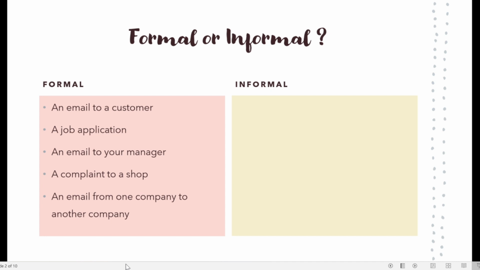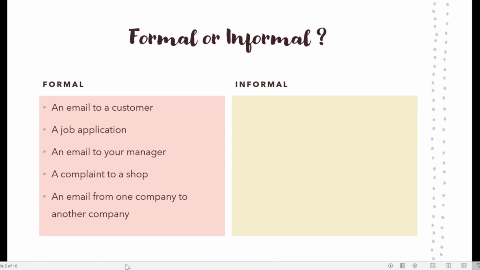So, for example, an email to a customer. It's very important for you to be able to compose a formal email for the customer. This is the way you can promote selling the product by convincing the buyers or customers by using proper language in your email. And then the second one, of course, is a formal email in a job application process. How can you give a good first impression? By having a professional email with the right language.